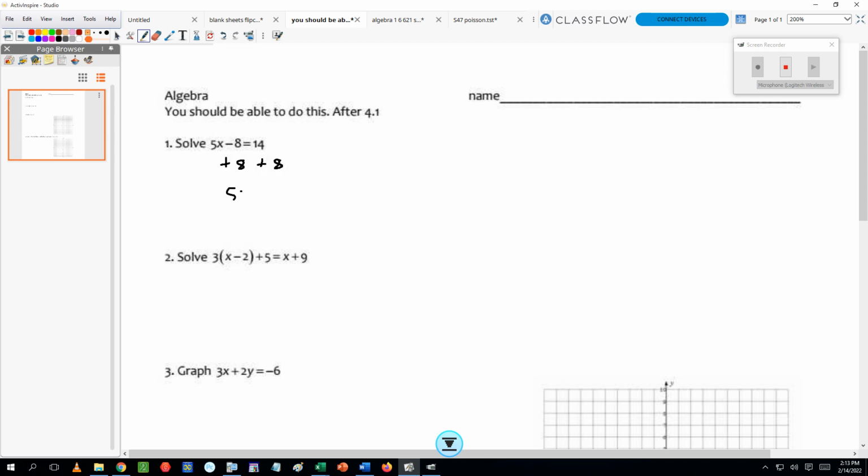This would give you 5x is equal to 22. Then you would divide both sides by the 5. Be nice if the 5 went into it nicely, but it doesn't. If it could reduce, you would reduce it. But your answer is 22 over 5.